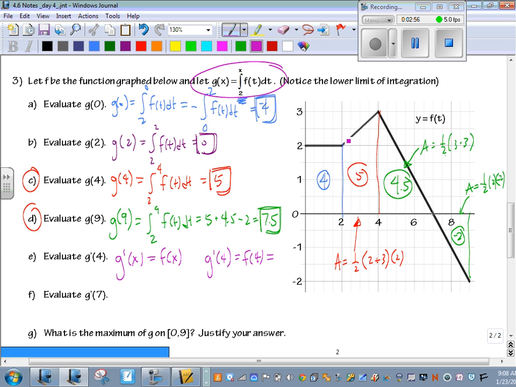So all we have to do is look at this graph. What's f of 4? 3, right? That point right there, if we put 4 into this graph, we get 3 out. So the answer for this one is nice and easy compared to those other ones having to do the area. Right, same here, derivative of g of 7. Well, that's going to be the same as f of 7. So if we put 7 into this graph and this function, what do we get out? 0.